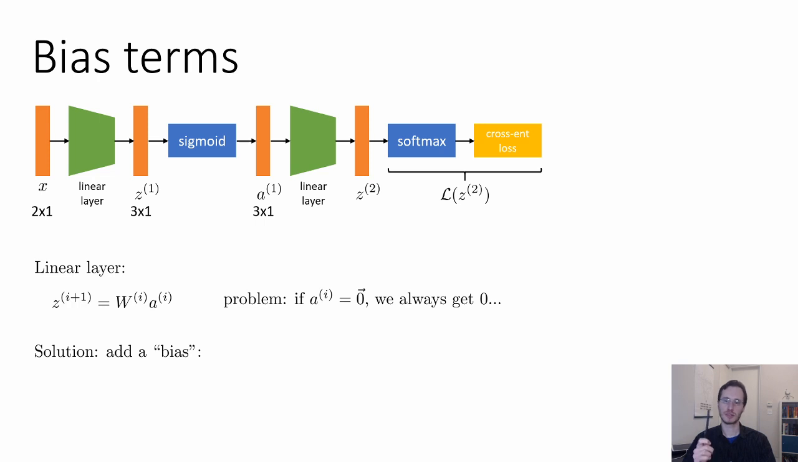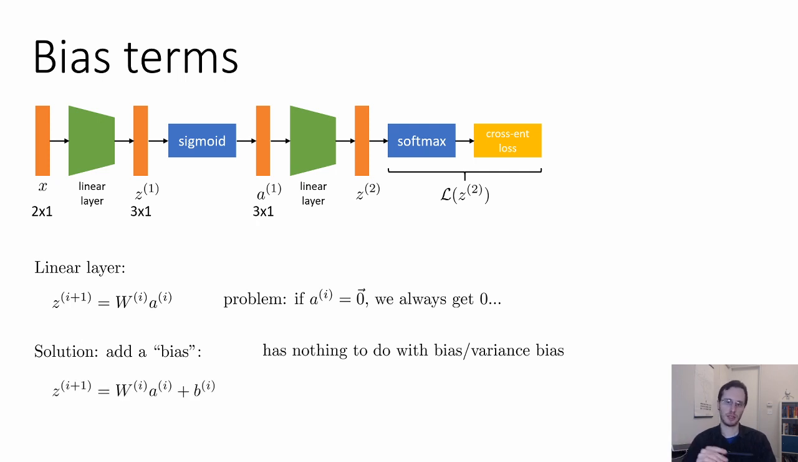A solution to this is to add what's called a bias vector. This is completely unrelated to the bias variance thing. It's just called the same thing, but completely unrelated concept. And that turns linear layers into this. It says that Zi plus 1 is equal to Wi Ai plus a constant vector Bi. This is also sometimes called an affine layer.